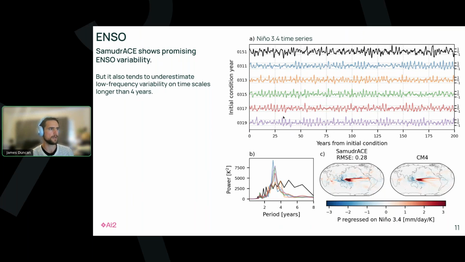But we can dig into this a little deeper and look at the power spectrum of these lines. And you see that in some cases, for periods longer than about 4 years, the power really drops off. So SamudrACE is tending to underestimate some of this low frequency variability on timescales longer than 4 years. But in terms of the spatial structure, here I'm showing the precipitation regressed on this Nino 3.4 index, and at a broad level, SamudrACE is capturing the spatial structure that we hope it would.